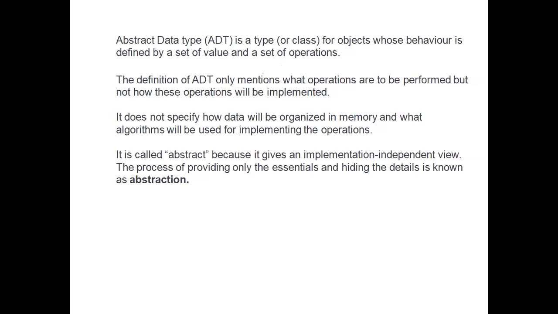Abstracting means hiding. See the next line: it does not specify how data will be organized in memory and what algorithms will be used for implementing the operations. So very clearly it was written. The third line is very clearly telling what happens in implementing an abstract data type. It does not mention how data will be organized in memory.